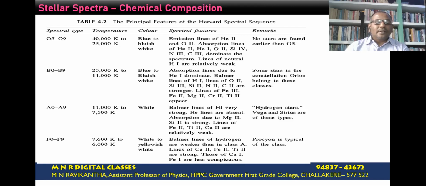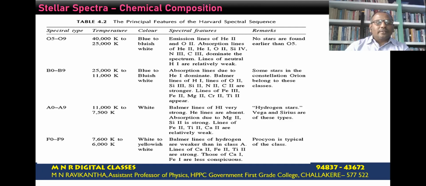The next one is A0 to A9. The surface temperature varies from 11,000 Kelvin to 7,500 Kelvin. These stars appear whitish in color. Here, Balmer lines of hydrogen-1 are very strong. These stars are called hydrogen stars. Examples of these classes include Vega and Sirius.